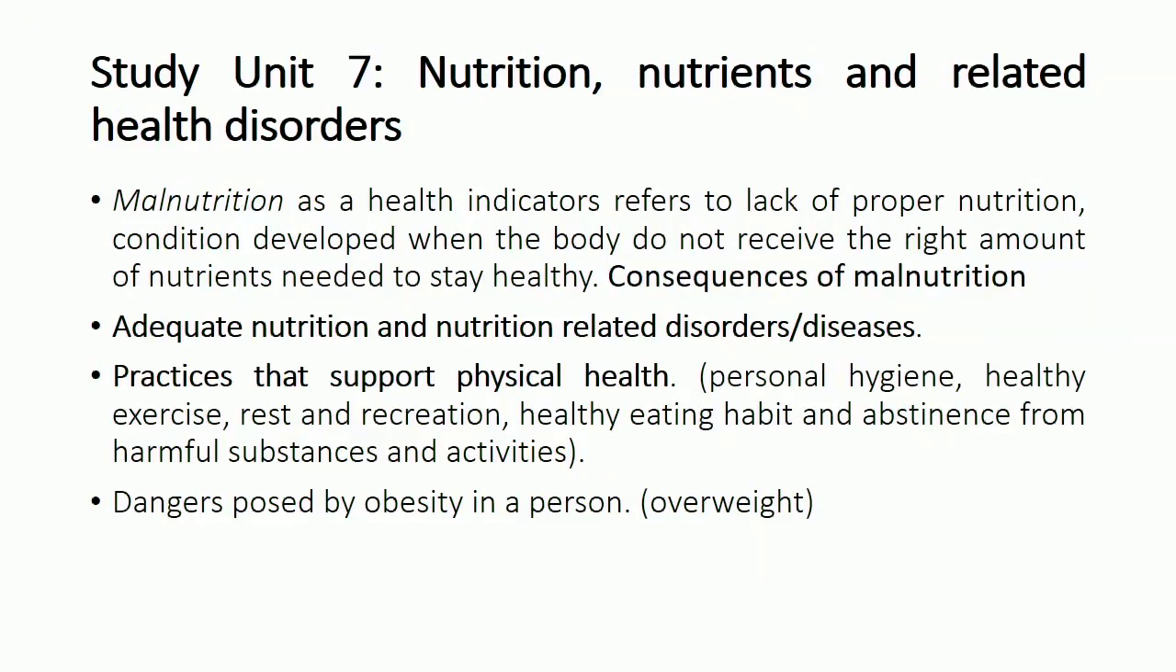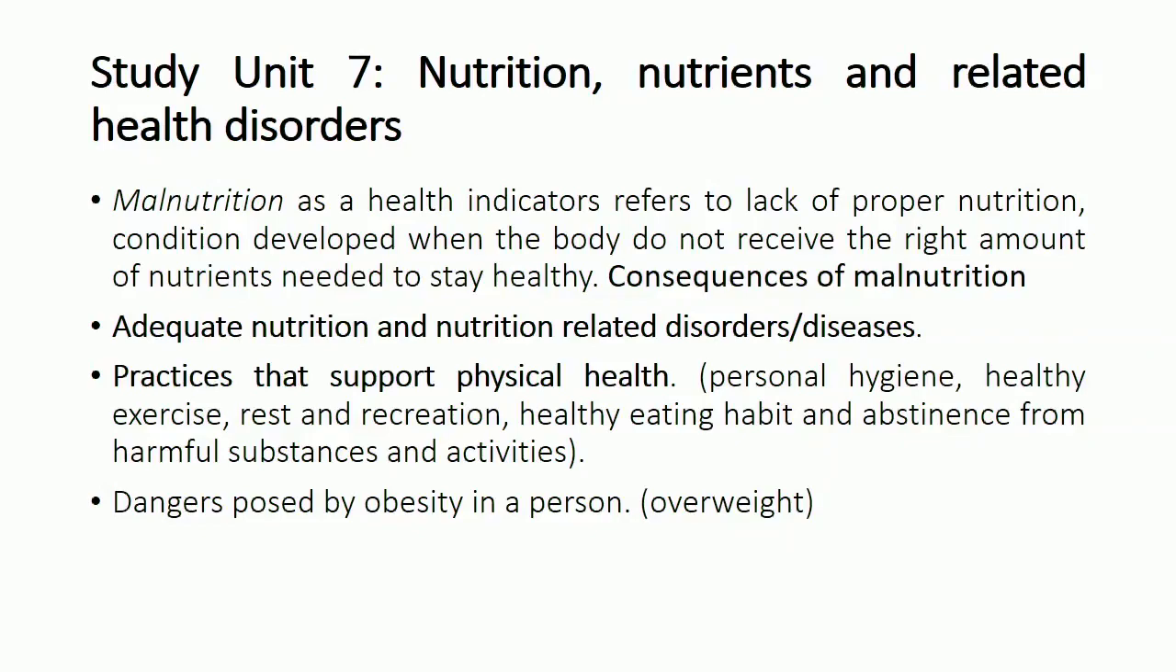And then we have Unit 7, which is nutrition, nutrients and related health. This is basically talking about how a learner needs to be looked after, and sometimes there is a lack of proper nutrition, and then we are looking at what adequate nutrition is, and if the learner does not have enough nutrition, what would come after. Basically, there will be a disorder, which is a disease, and different diseases will come.